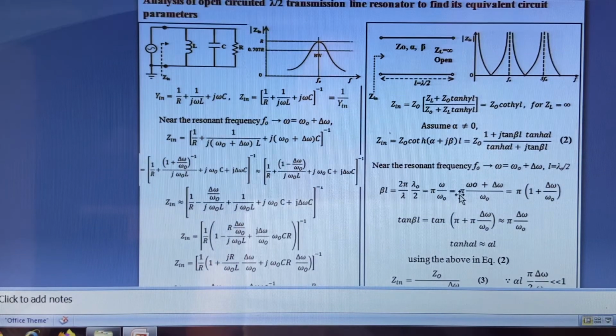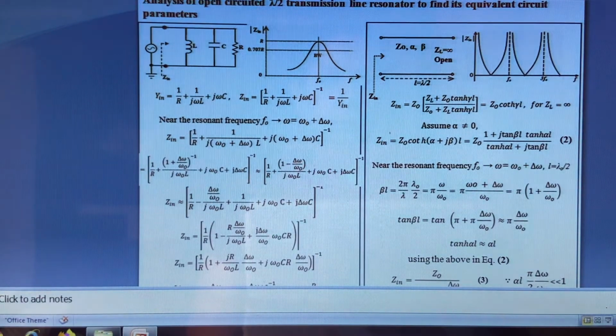Similarly, we can obtain the input impedance of this open circuited lambda by 2 line near the resonant frequency, somewhere here, that is Zin. To obtain that, we have to obtain the general expression for the input impedance of an open circuited transmission line. Here, in general, the input impedance of an open circuited transmission line is given by this equation.